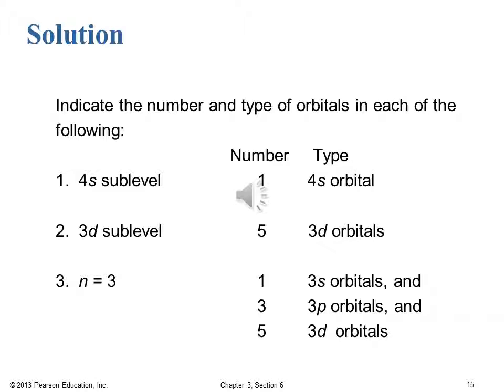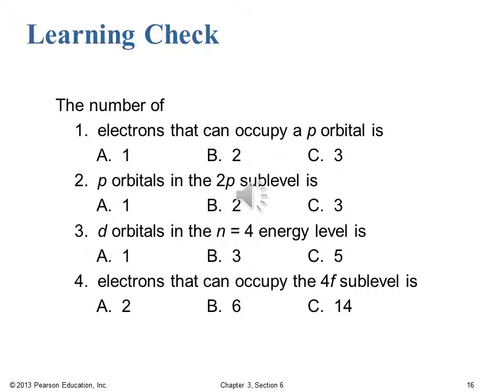Okay, why don't we try another learning check? Hopefully this wasn't too bad, but let's do one more to make sure you're really getting these concepts. Okay, so for this final learning check before leaving this subtopic, we want to know 1, the number of electrons that can occupy a p orbital, 2, the number of p orbitals in the 2p sublevel, 3, the number of d orbitals in the n equals 4 energy level, and 4, the number of electrons that can occupy the 4f sublevel. So go ahead, make your selections there, pause the video if you must, and we'll check and see how you did when you're ready.